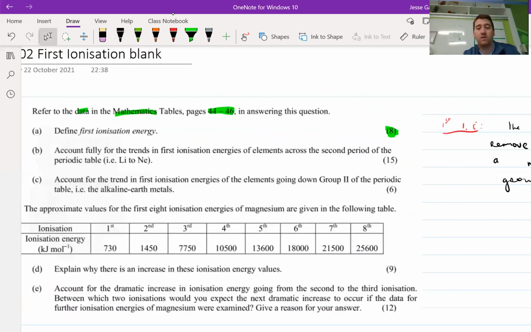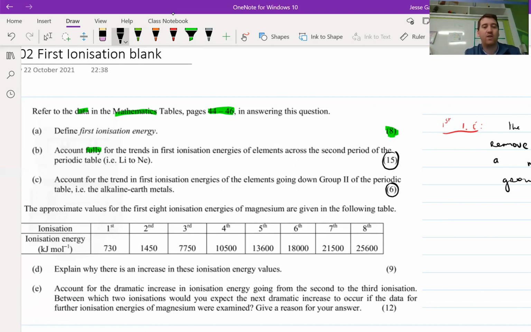This is one of the places where students went wrong. See what it says here: account fully. I just want to point something out. If we look at part C, it just says account for the trends. I don't like the way this is done, but this is the way it was done in this particular question: account fully. There were 15 marks here, which means you're looking for a significant amount of information. Look, the definition was only 6. So with account fully, they're looking for something extra. What is it that they're looking for? That's going to be important.